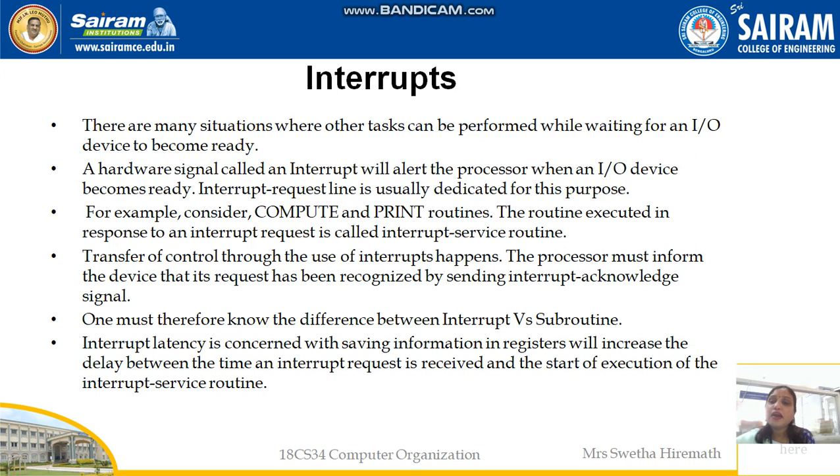How it can reduce the waiting time of the processor, we will see here. A hardware signal called the interrupt will alert the processor when an IO device becomes ready. Interrupt request line is usually dedicated for this purpose. I have told you that there are three lines in the bus. One is the address line, the other one is the data line, and the one more is the control line. Along with these three lines, we have one more line which is dedicated for these interrupt signals. That line will be called the interrupt request line. So whenever the IO device wants to get the data or service from the processor, it will be enabling that line, which is the interrupt request line.